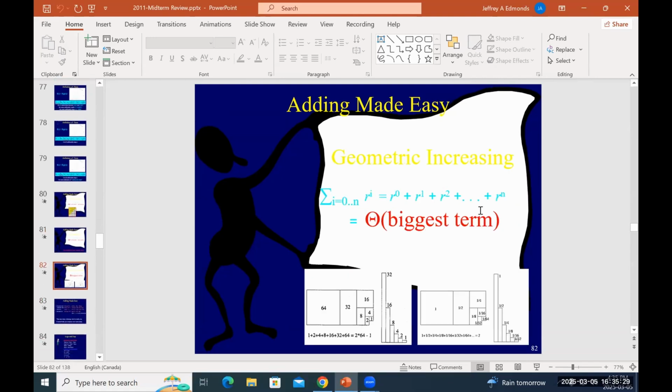Versus this one, the terms are growing exponentially, right? Every term is r times bigger, right? And then it's dominated by the biggest term, right? Which could be the first or the last. Yeah, people good with that?